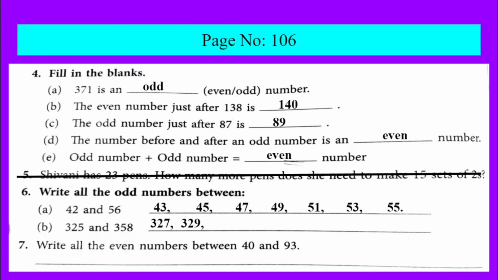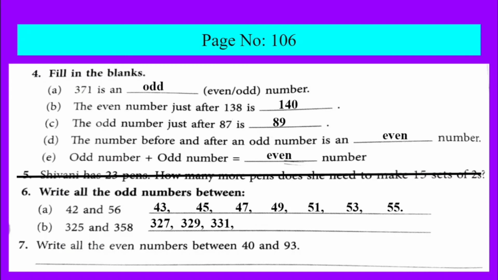It is an even number. So the next number after 330 is 331. So it is an odd number. Therefore we can write it here. We will write 331 over here.